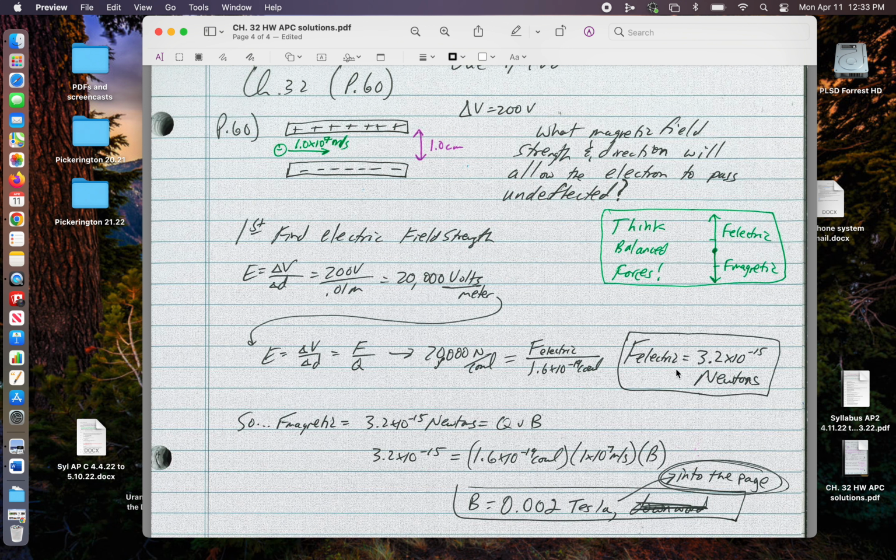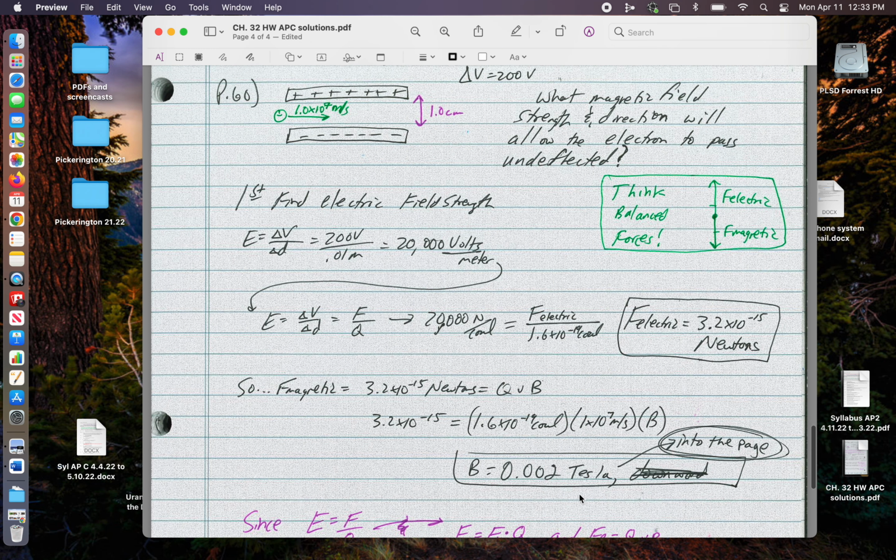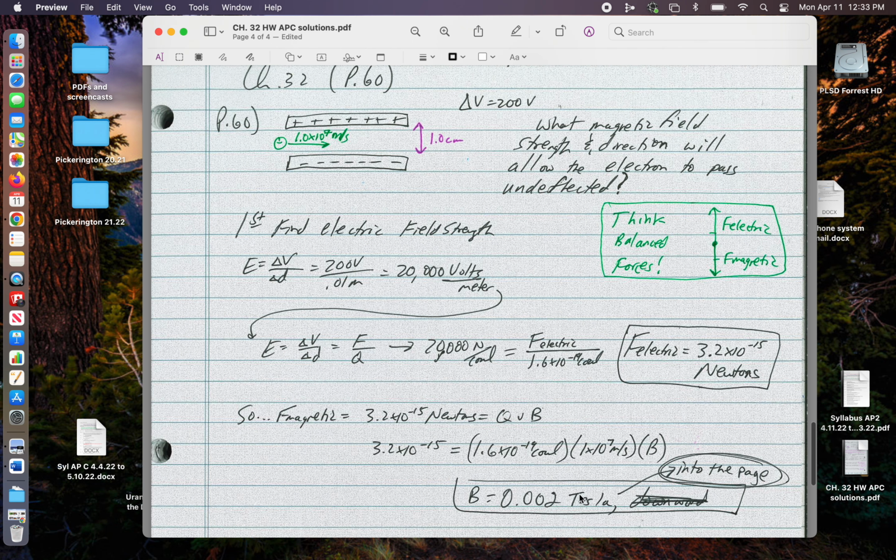So now, if I get this electric force, I know that also has to be the magnetic force, and that's going to equal the magnetic force on a point charge, Q times V times B. And it's really a cross product of QV cross B. So I'll put that force in, same charge on the electron, know the speed of the electron, and I figure out the magnetic field strength is 0.002 Tesla, and that's going to be into the page.